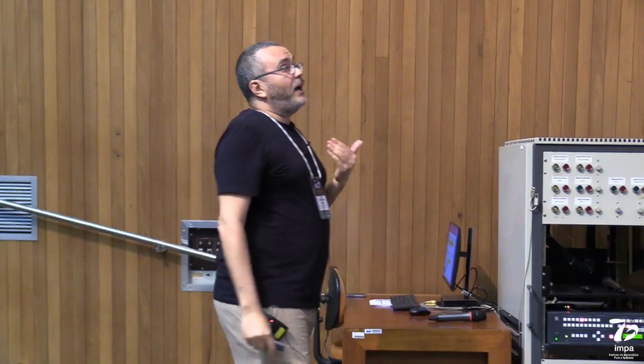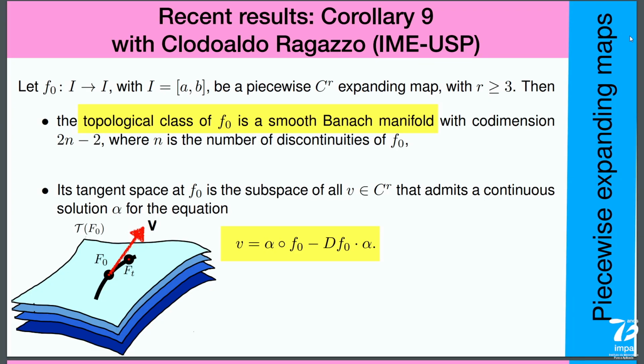And you can characterize the tangent space of this Banach manifold as the subspace of all V's that satisfy this, has a continuous solution for this cohomological equation that you see here. Okay? So this is similar to the result of a little bit for quadratic-like maps. In this case, the codimension is 1, but in the complex setting. Okay?